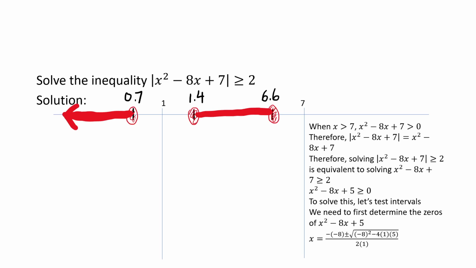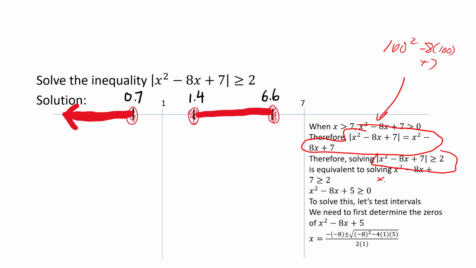And finally, we go to the far right. When x is greater than 7, x squared minus 8x plus 7 is greater than 0. For instance, let x be 100. If you let x be 100, 100 squared minus 8 times 100 plus 7 is definitely greater than 0. So that means the absolute value of x squared minus 8x plus 7 is x squared minus 8x plus 7. So solving the inequality that we were given is equivalent to just solving x squared minus 8x plus 7 greater than or equal to 2, which is what we said here. Subtract 2 from both sides, and we get x squared minus 8x plus 5 is greater than or equal to 0. And we're going to do interval testing there.